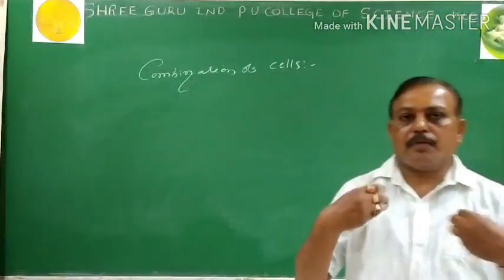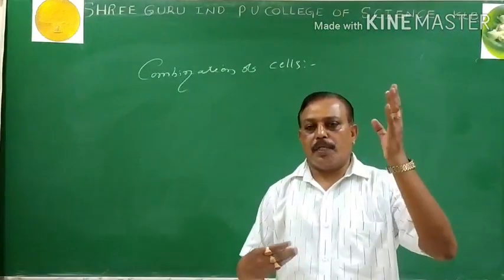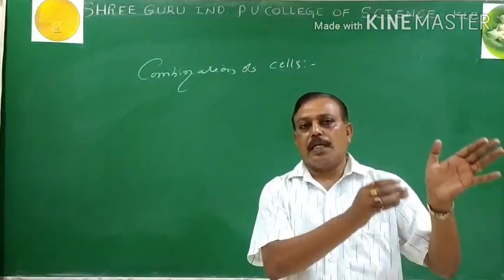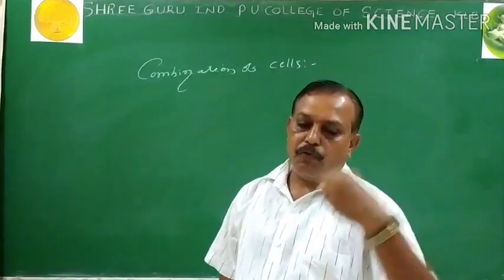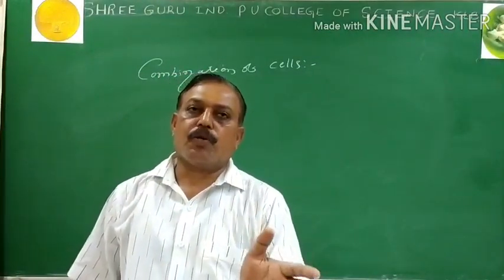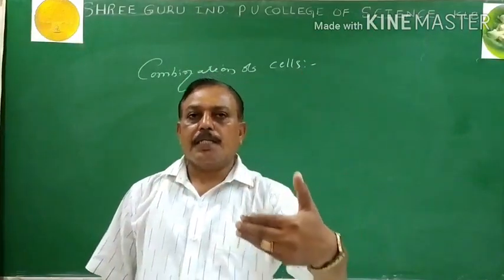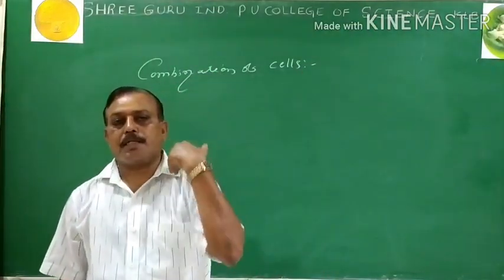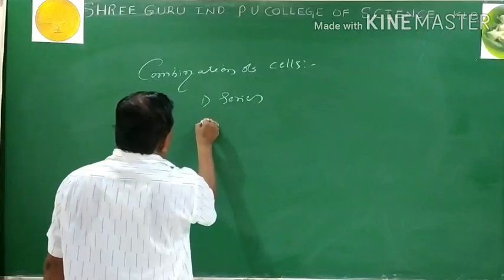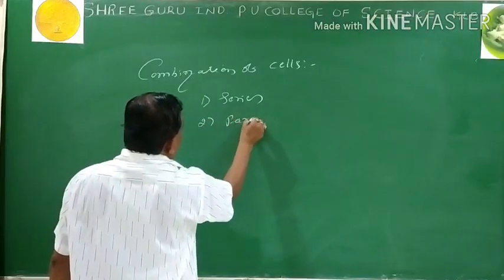So already we know what the combinations are. The popular combinations we have used earlier are series and parallel. Again we go for the same thing. We never go for mixed grouping here; mixed grouping is not in our syllabus. We go again for series and parallel combination of the cells. One is series and the second one is parallel.